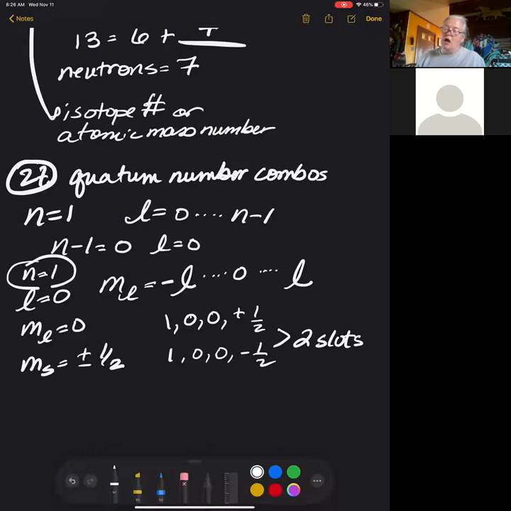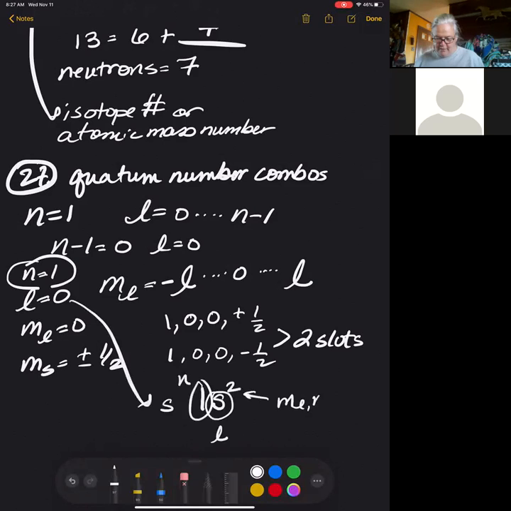So that's why when you talk about electron configuration, 1s2 is the most you can have, because this determines that it's an S state. So I could write this as an electron configuration of 1s2. This is determined by n, this is determined by L, and then this number is a combination of M sub L and M sub S. Okay. All right.